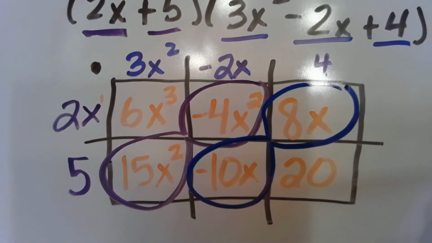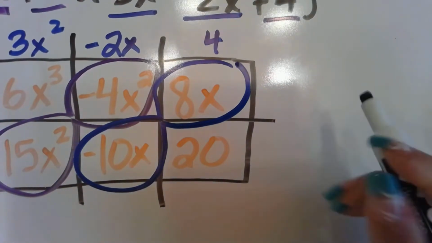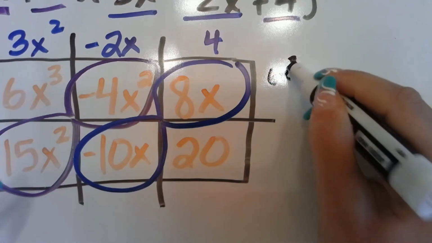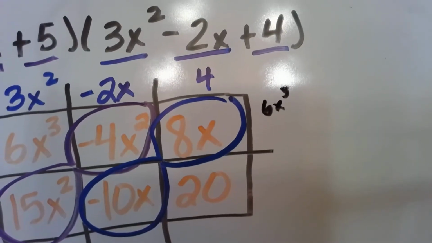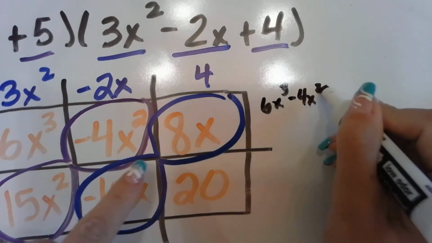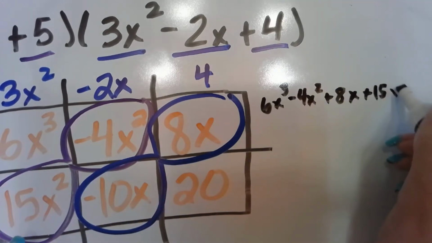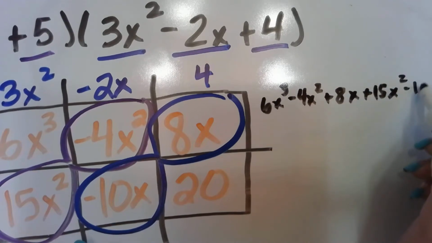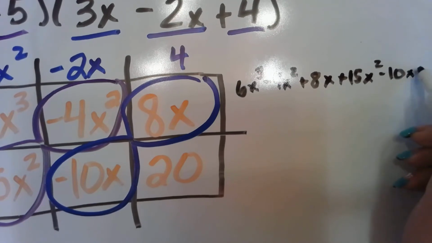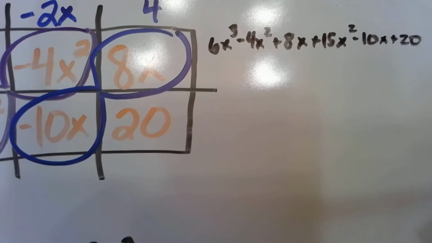And if we want to write all of these out, it would look like this. We would end up doing 6x to the third. I'm sorry for that glare. Minus 4x squared plus 8x plus 15x squared minus 10x plus 20. Okay? So if we were to write this whole thing out, it would look like this.